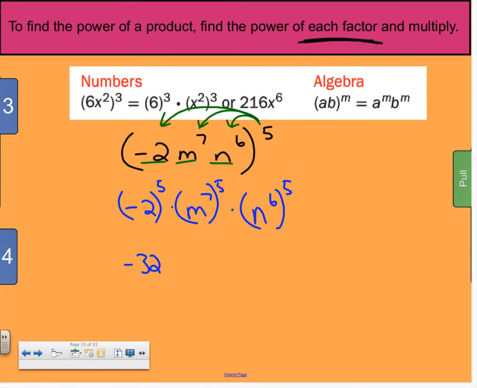M to the 7th raised to the 5th power. What do I do with M to the 7th raised to the 5th power? I'm going to multiply the exponents. Very good, Devin. What's 7 times 5? 35. So I've got times M to the 35th power, and then N to the 6th raised to the 5th power. What am I going to do, Nikaya? Very good. We're going to multiply 6 times 5, which is what? 30. And my answer will be negative 32, M to the 35th, N to the 30th power.